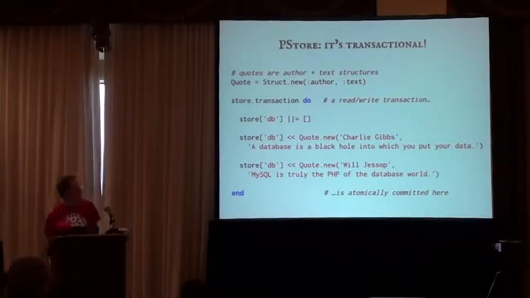You basically create a quotes struct, which has author and text fields. You open a read-write transaction to the pstore object, and then you access it like a hash. So we want to store two quotes in the database, so we create a key, DB key, if it's not there, and we put the two quotes. And at the moment we close this block, this is atomically committed to the file. So it's very simple but very powerful.